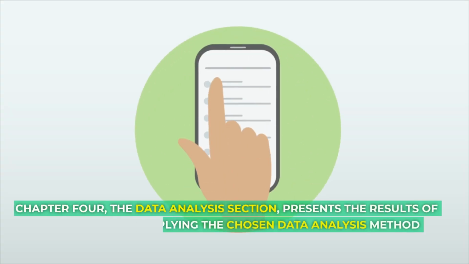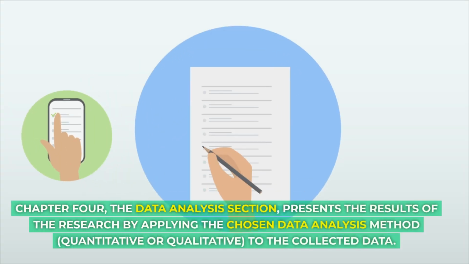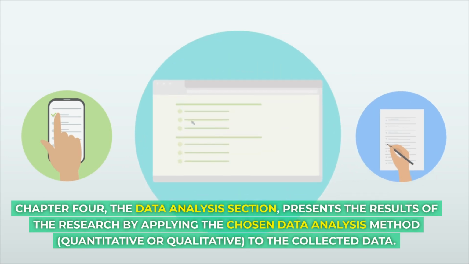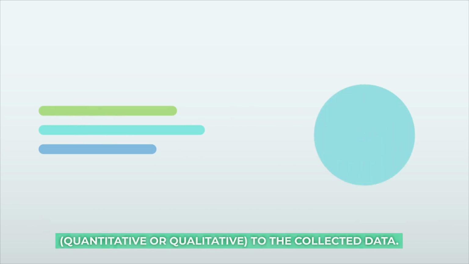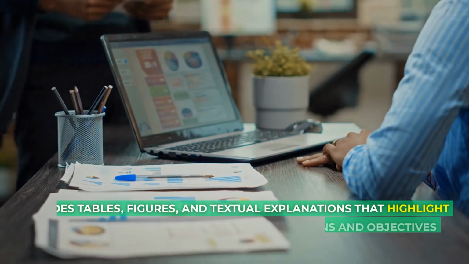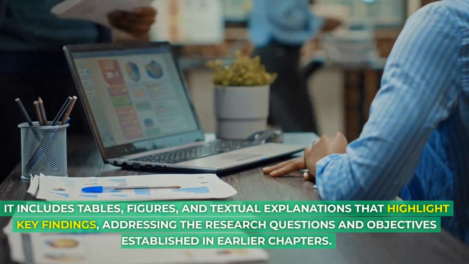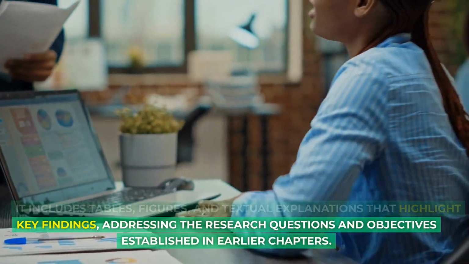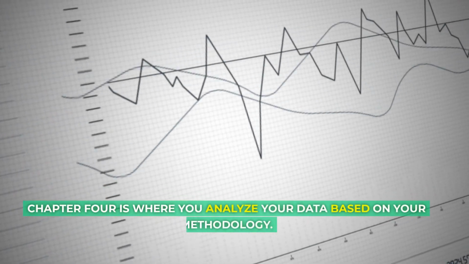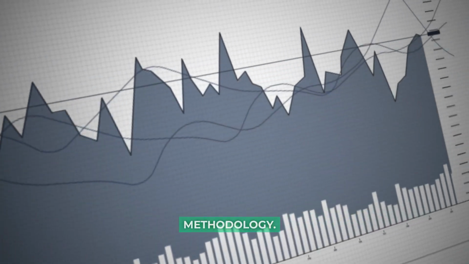Chapter 4, Data Analysis. Chapter 4, the Data Analysis section, presents the results of the research by applying the chosen data analysis method, quantitative or qualitative, to the collected data. It includes tables, figures, and textual explanations that highlight key findings, addressing the research questions and objectives established in earlier chapters. Chapter 4 is where you analyze your data based on your methodology.